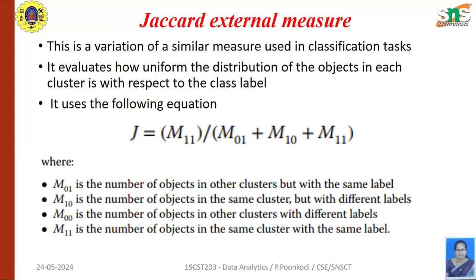In this, M01 is the number of objects in another cluster but with the same label. M10 is the number of objects in the same cluster but with different labels. M00 is the number of objects in another cluster with different labels. M11 is the number of objects in the same cluster with the same label.